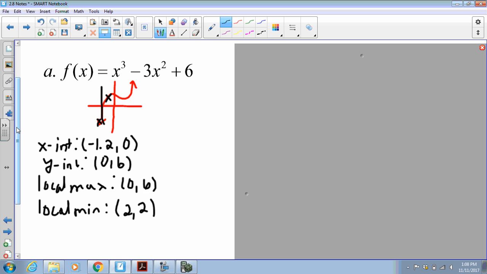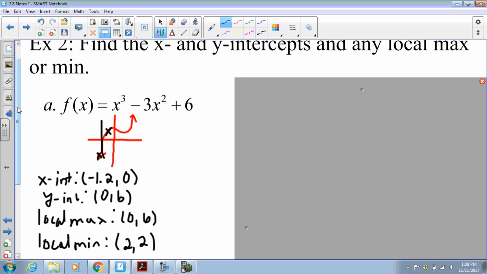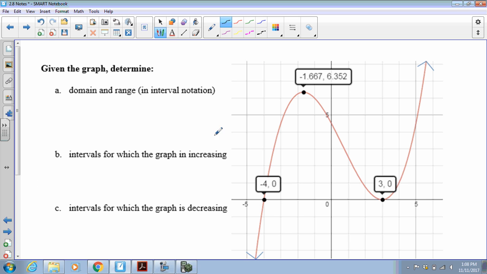There you go. Okay, so that's how you find your x and y intercepts and any local max or min using the graphing calculator. Now make sure, if you need to, pause the video so you can always go back, okay? Or if you need to do it on your own graphing calculator, you can try it, watch what I have, and then try it on your own. So let's go ahead, let's talk about this one.